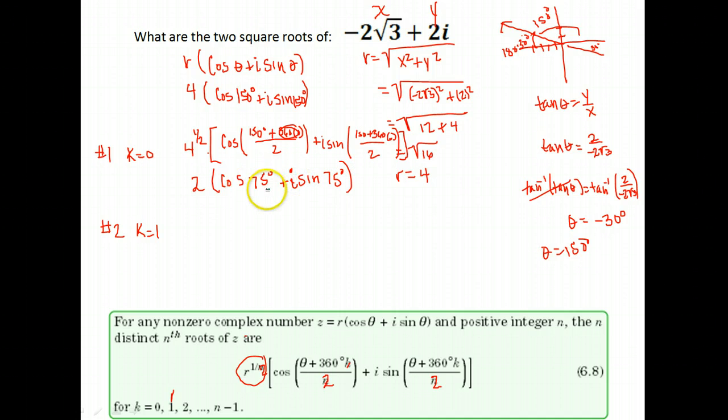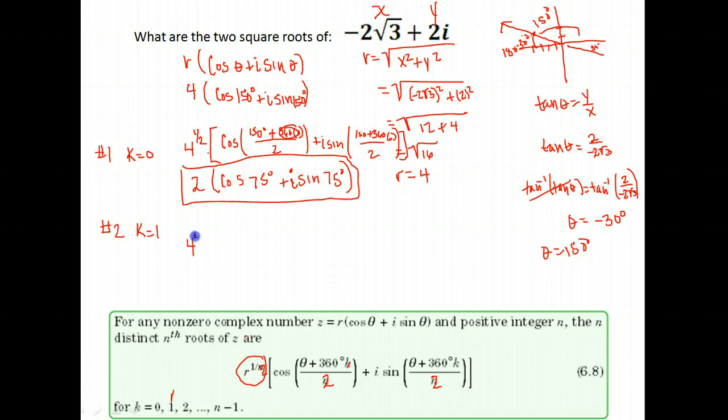Now, if this were an angle we knew the exact value for, we would go ahead and find the exact values, but it's not one of them. We could find it by doing some work, but since it's not, we'll just leave it as 2 cosine 75 plus i sine 75. Okay, now let's find the second root.